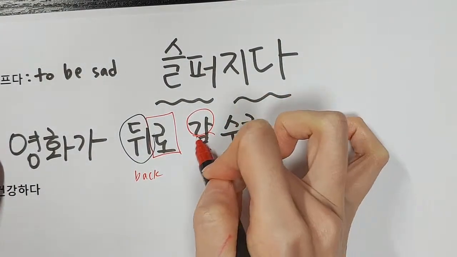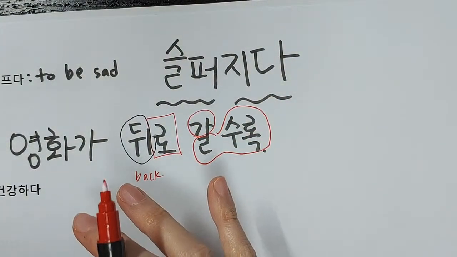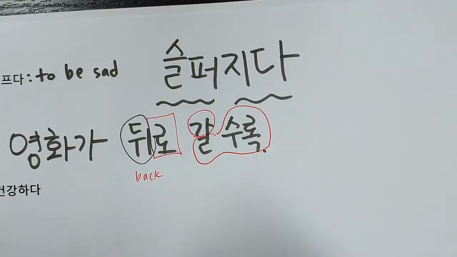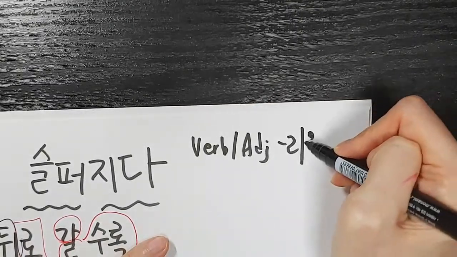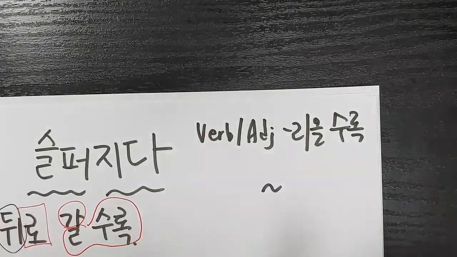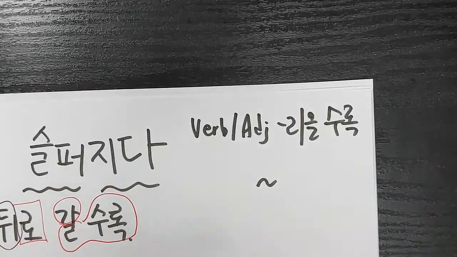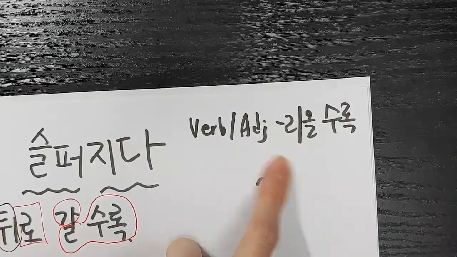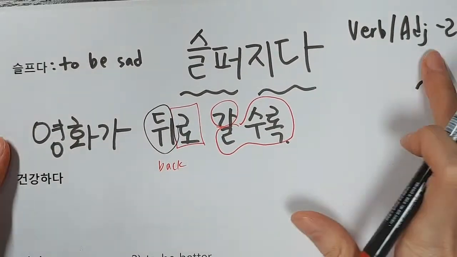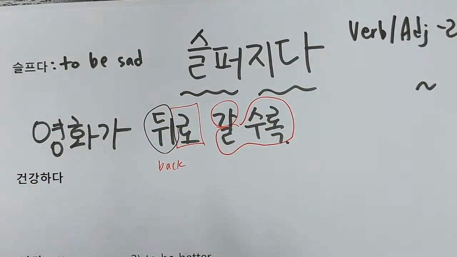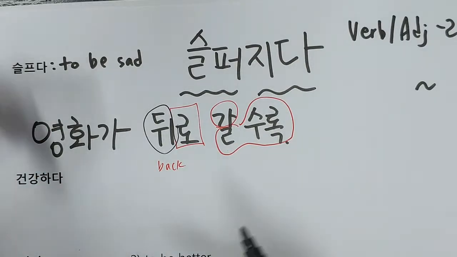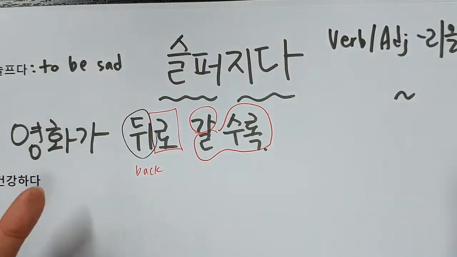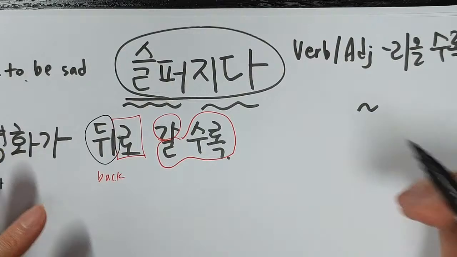And 가다 plus 을수록. I think I mentioned it a couple of times in many random lessons, but just to briefly explain this grammar, if you say verb or adjective plus ㄹ수록 or 을수록, and then the following sentence, it means the more you verb or the more you are adjective, the more the consequence happens. So you can translate it like this. So 영화가 뒤로 갈수록 would mean the more the movie goes to the back. It means as the movie heads towards the end, as the story heads towards the end, 영화가 뒤로 갈수록, it becomes sad. It becomes sad. So you can conjugate 슬퍼지다 in present tense.